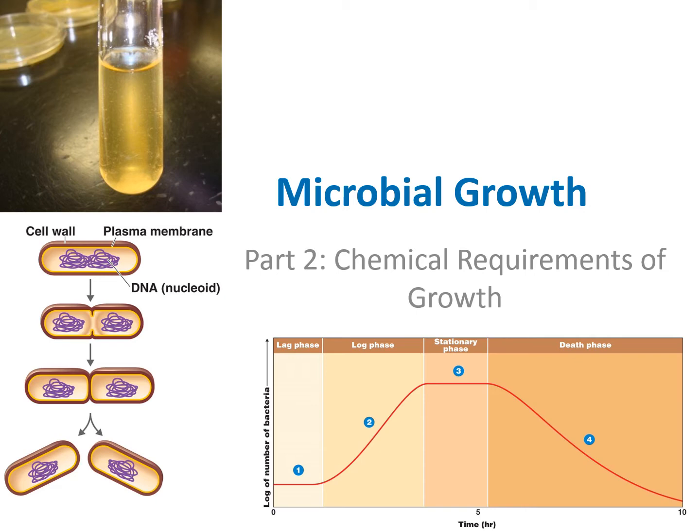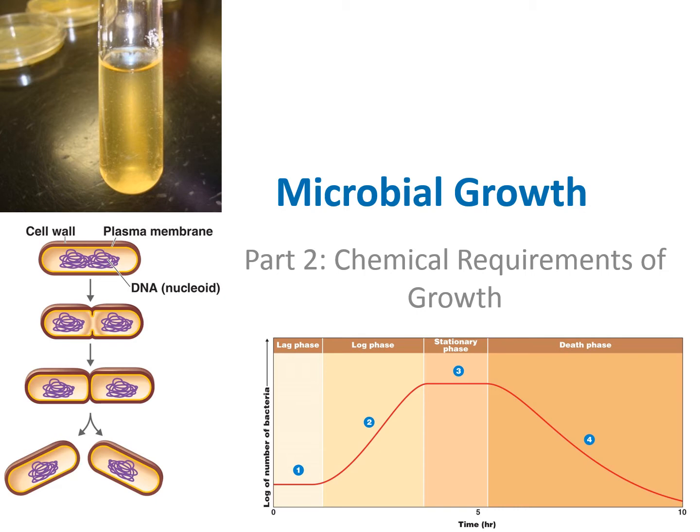There's magnesium and potassium and calcium and sulfur and, well, I think I mentioned sulfur already, but iron and all sorts of elements. The question is, what are they used for? In this video, we'll talk about the chemical requirements of growth.